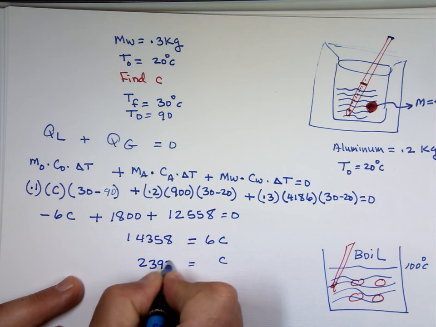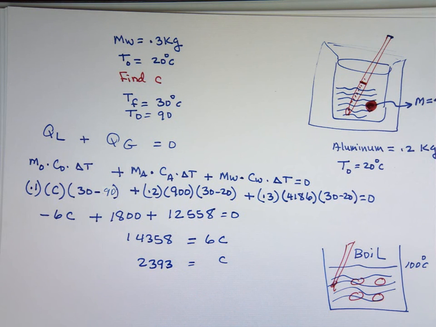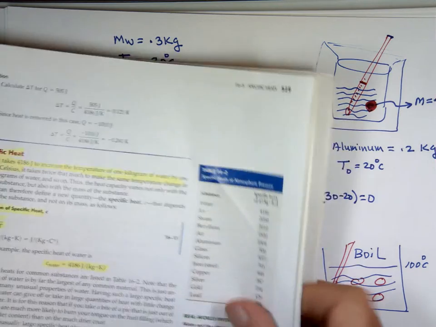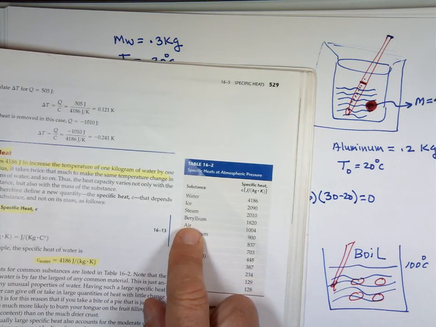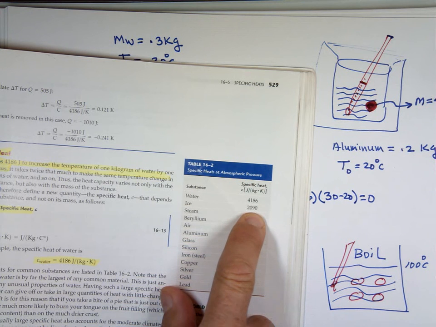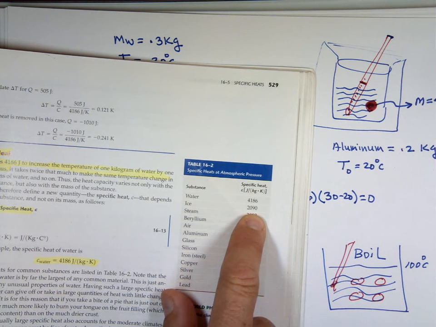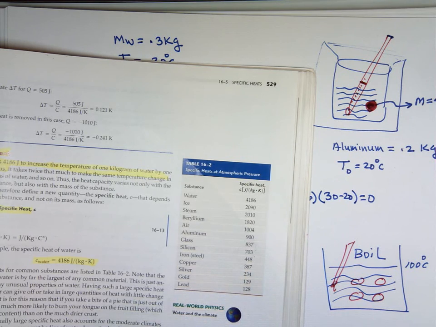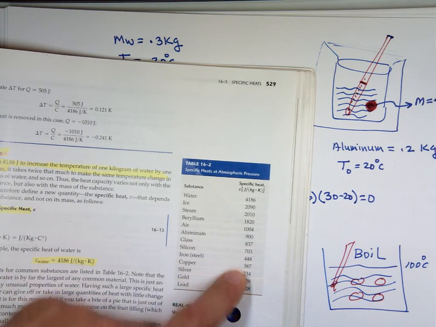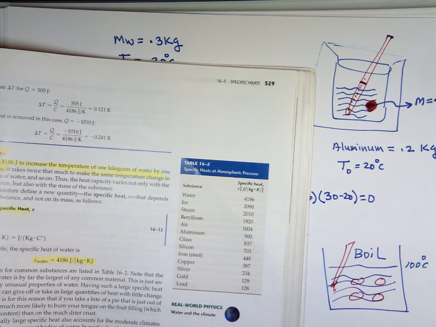So then I look at my chart and ask, what is the closest number to 2393? Probably ice there. 2393 is ice. I made up these numbers. I mean, we're not going to make up the numbers. We're going to actually do it. But you look at the chart, which one's the closest to my C, and that's what you have there. That's what our experiment's going to be.